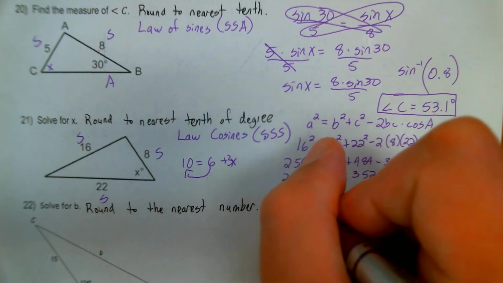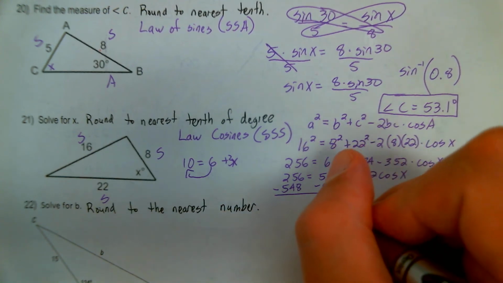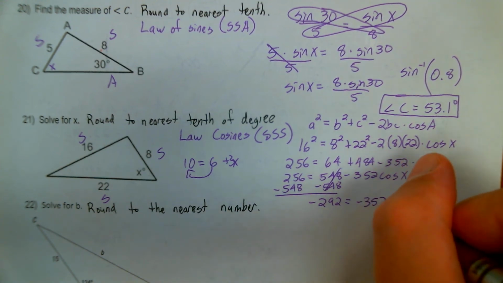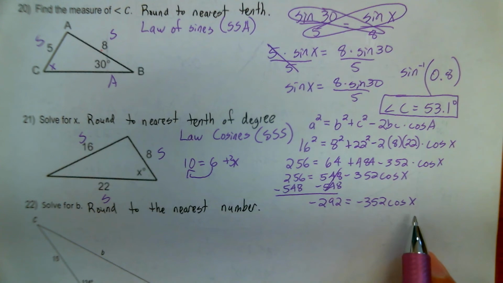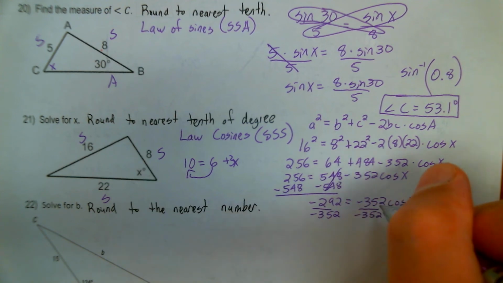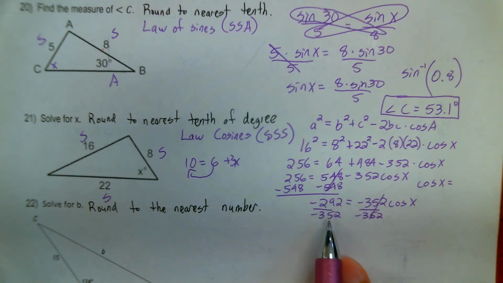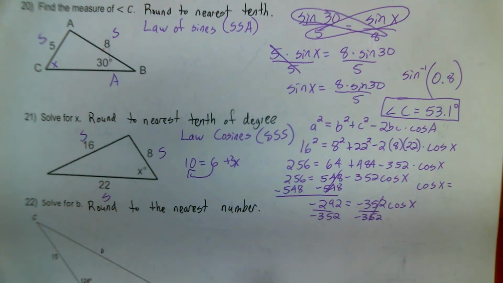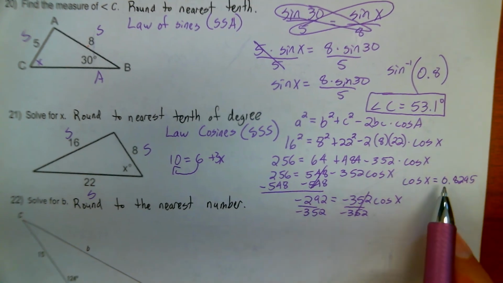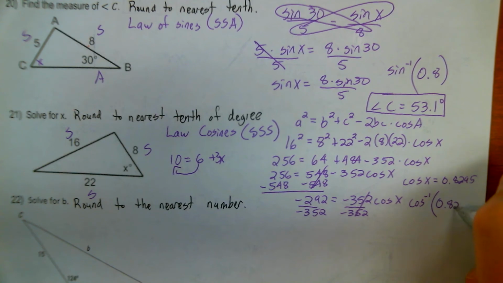So I'm going to subtract 548 from both sides. Those will cancel. So 256 minus 548 gives me negative 292. That's going to be equal to the negative 352 cosine of X. Now to get cosine of X by itself, I've got to divide both sides by negative 352. Those cancel. And I get cosine of X is equal to negative 292 over negative 352. That comes out to be 0.8295. And so I'm trying to find an angle, so I got to do the inverse of that number. So inverse cosine of that number.